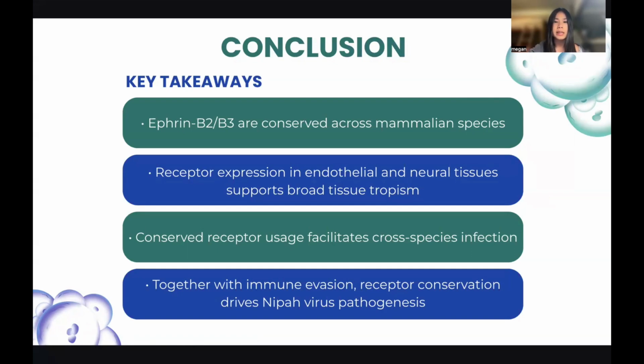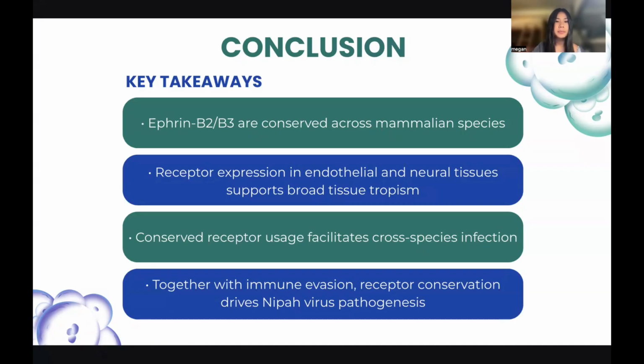Because these receptors are expressed in multiple tissues, including respiratory, endothelial, and nervous tissues, Nipah gains access to several organ systems within a host. Once infection reaches the vasculature, the virus can disseminate throughout the body. Combined with immune evasion mechanisms mediated by V, W, and N proteins, this enables widespread infection and severe disease. Taken together, these mechanisms suggest that Nipah's polytropism is not driven by a single factor, but by the combination of conserved receptor usage, broad receptor distribution, and effective immune evasion. Together, they provide a molecular explanation for how Nipah virus is able to cross species barriers, infect multiple tissues, and cause disease.